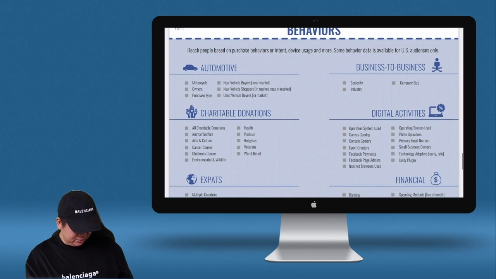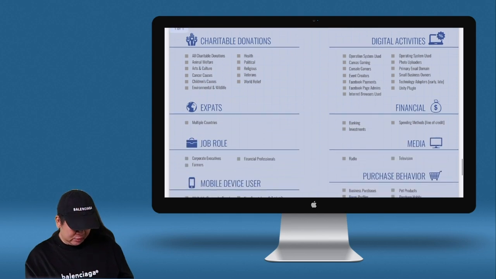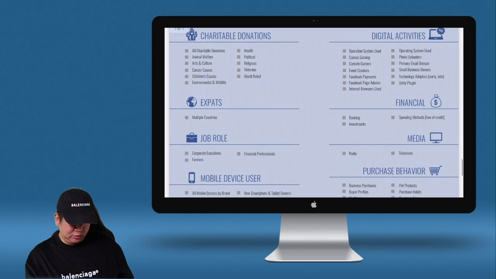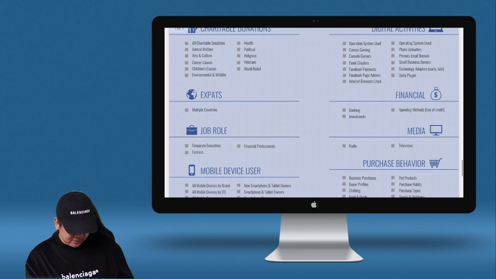Then you have behaviors, as mentioned to you. Unfortunately, a lot of these behaviors are now no longer available to you. Automotive, charitable donations, business to business, US audience only. You do have the ability to target digital activities. And of particular interest here would be business page admins, which is a very good proxy for targeting people who are running business, or at least the admins of people who are running business. And you have small business owners here again as digital activity.